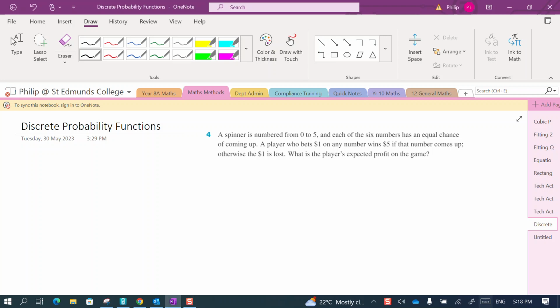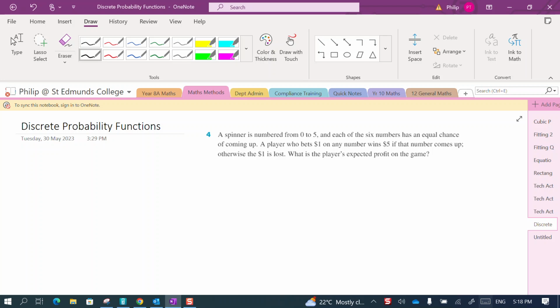Hi everyone. In this lesson I'm going to demonstrate the question here. It's about discrete probability functions. So we have a spinner numbered from 0 to 5 and each of the 6 numbers has an equal chance of coming up. A player bets $1 for a turn at this game and you win $5 if the number that you selected comes up. Otherwise $1 is lost. We have to get the expected outcome.